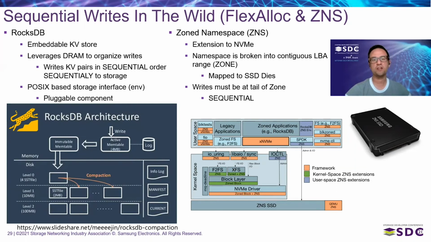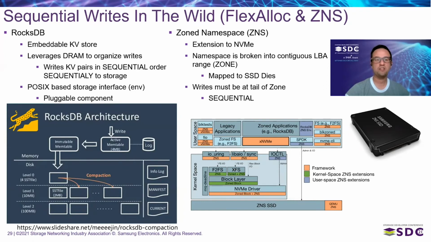The second key thing on this slide is talking about ZNS. ZNS is an extension to NVMe. The key distinction is that the namespace is now broken into contiguous LBA ranges, which are called zones. These zones are typically mapped onto SSD dies to give you some control over SSD behavior. So you're able to separate writes and reads from your application level to influence device behavior. A key caveat of a ZNS SSD is that all writes must be at the tail of a zone. So this forces sequentiality to the device.